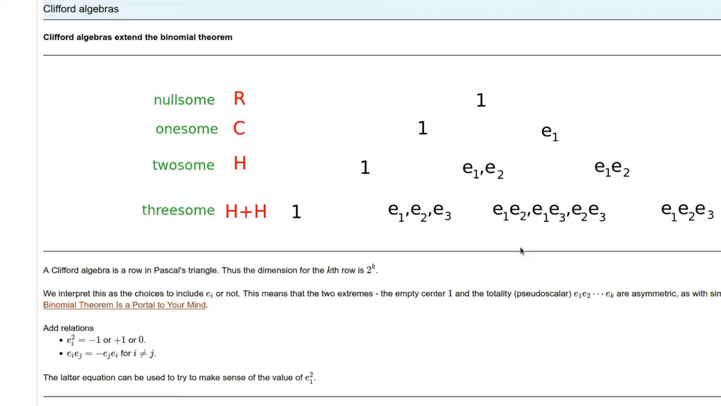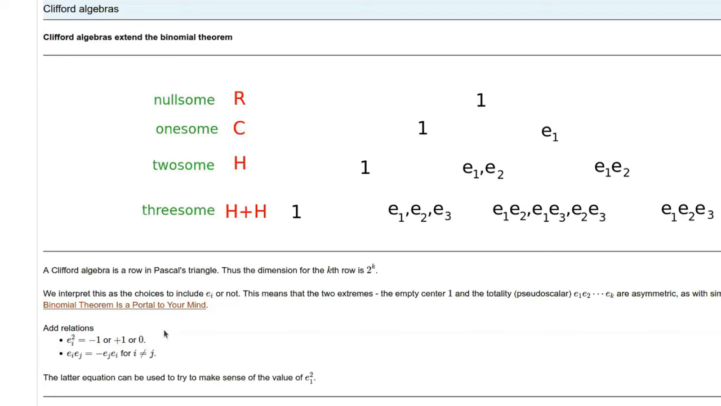Is a generator squared one or negative one? In this case, for this diagram, it is assumed that it's negative one. Okay. But you could also set it to one, or you could also set it to zero. Those would all work. The zero case is degenerate, and it is actually very important for the Grassmannian, for the exterior algebra.